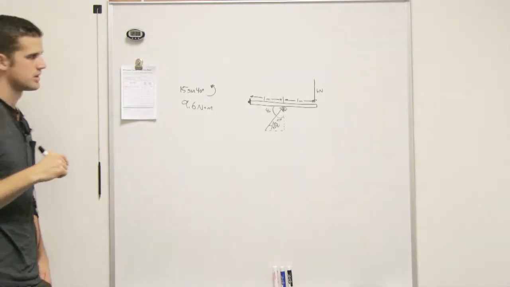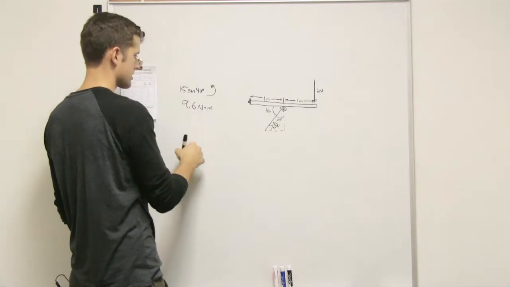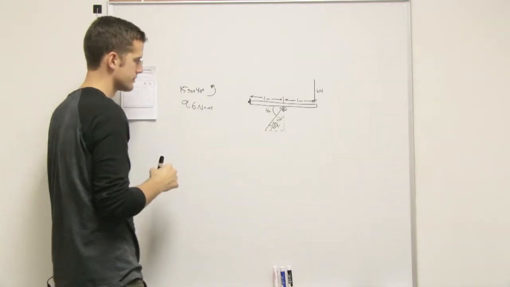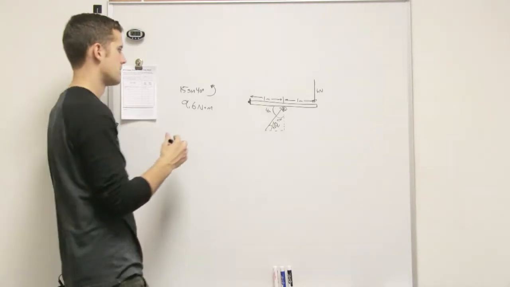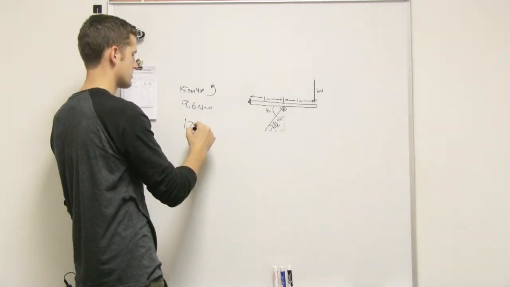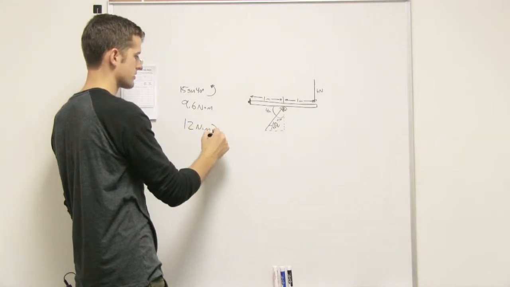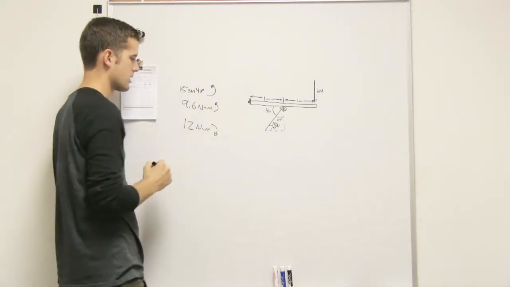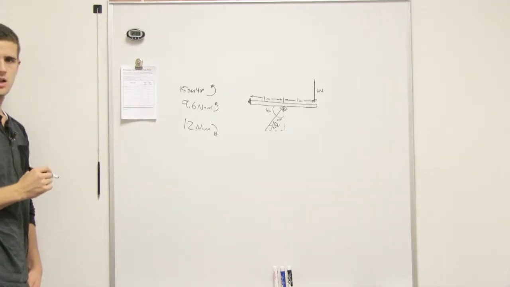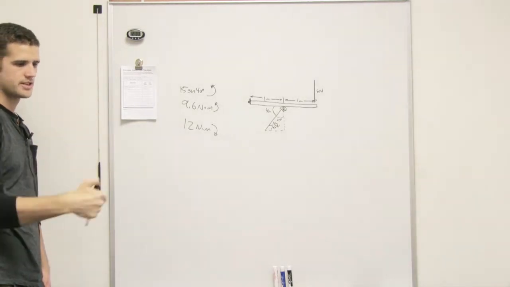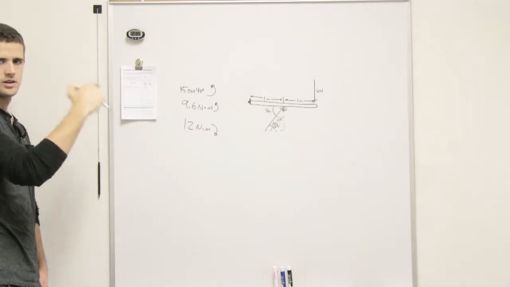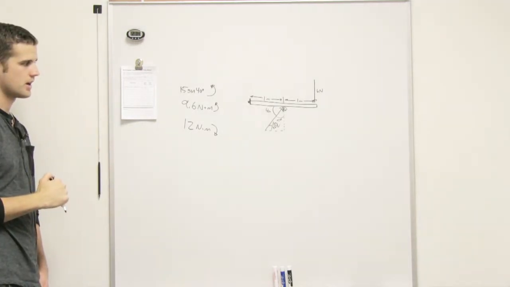6. So the one on top would be 12, but the one pushing down, the one on top, 12 Newton meters going this way. And since 9.6 is only 1 meter out, it's just going to stay 9.6. So the one on top is going to be greater. So this will rotate this way with a torque of 2.4 Newton meters.